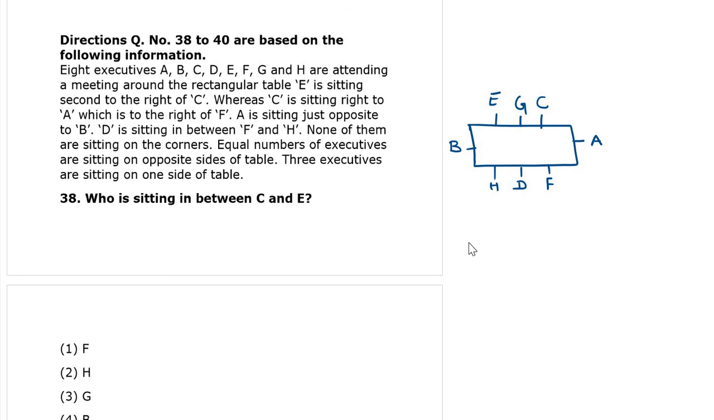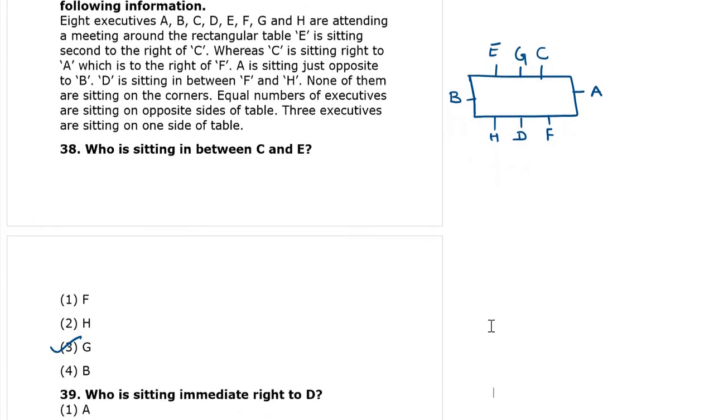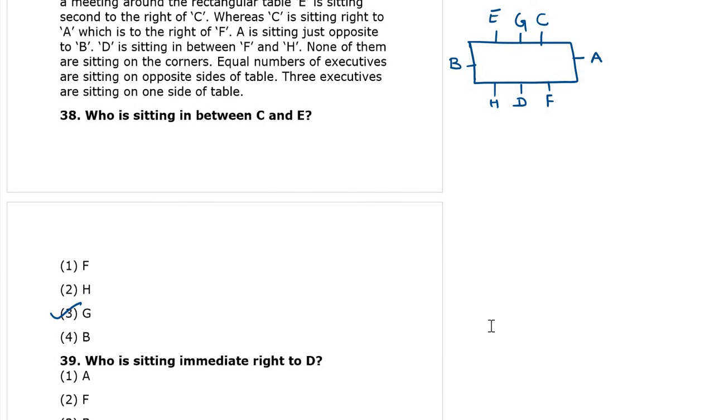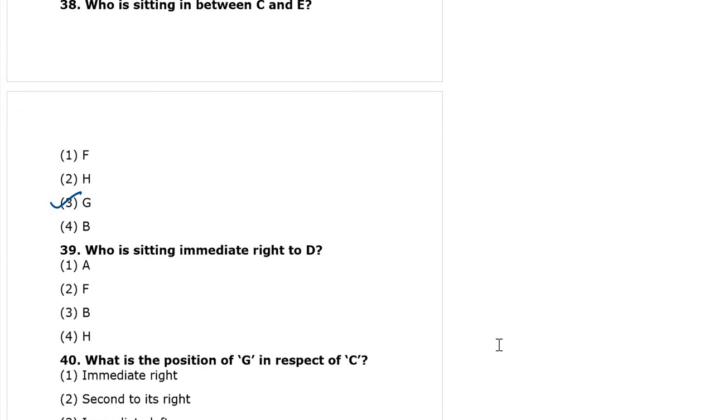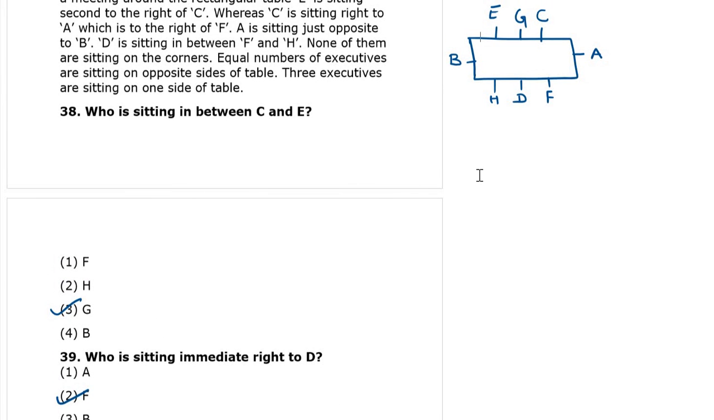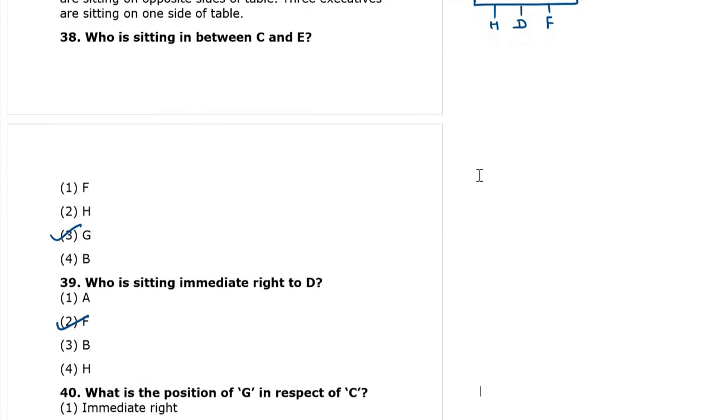Equal number of executives and then 3 executives are sitting on one side of the table. Okay, now we can answer the question. Who is sitting between C and E? G. Next question. 39th one. Who is the immediate right of D? Immediate right. F. Immediate right of D. F. What is the position of G in respect of C? Okay, immediate right. They are facing at the center always. So it must be immediate right.